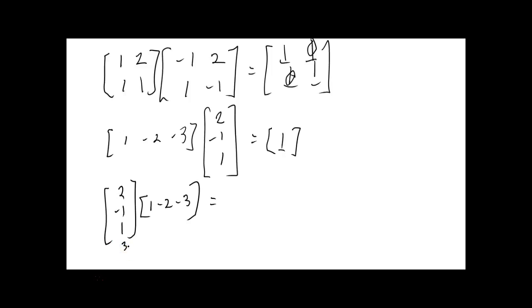This is a what? 3 by 1. What's this one? 1 by 3. Yes, you can, because the ones are the same. But what size are you going to wind up with? 3 by 3. Did you ever think of it? Doing one way, you get a single 1 by 1. Now you get a 3 by 3. Same two matrices, but reversing the order.